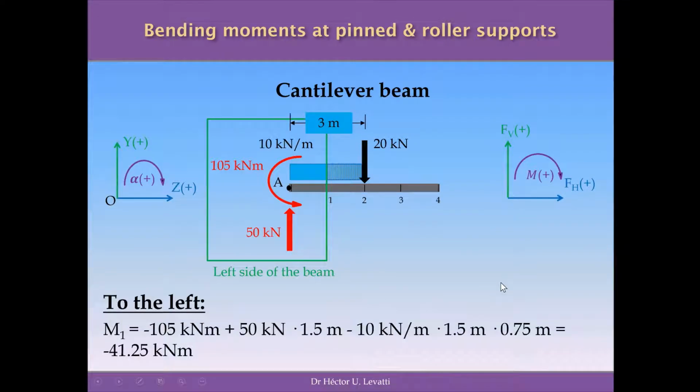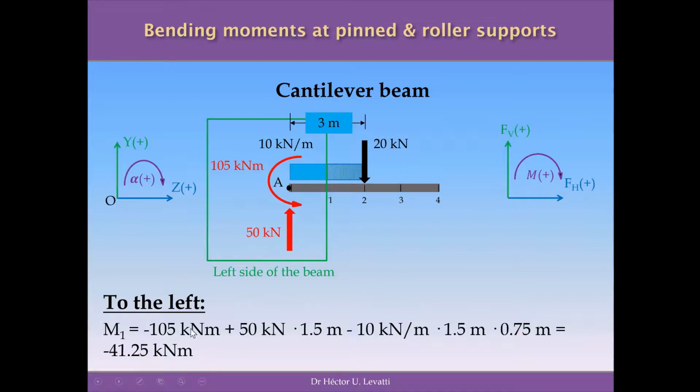Now, if we consider cross section 1, the left side of the structure is what is inside the rectangle in green. So now we have the moment, we have the reaction, 50 kilonewton, and we have certain distances. We have 1.5 meters from the reaction to cross-section 1. And we have this portion in blue of the UDL acting and producing a negative moment, because we are going to have an equivalent load in the middle of this rectangle, this half UDL, multiplied by 0.75 meters to cross-section 1.